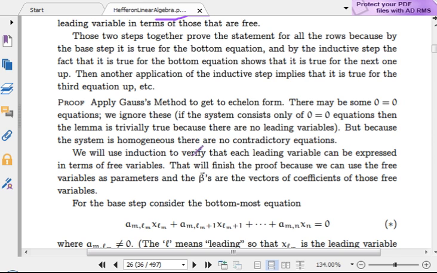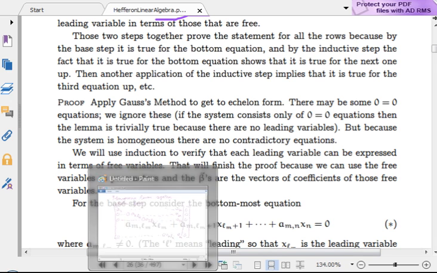We will use induction to verify that each leading variable can be expressed in terms of free variables. That will finish the proof because we can use the free variables as parameters, and the betas are the vectors of coefficients of those free variables. Okay, again, refer yourself to the specific examples that we did, where we were able to get the solution as a linear combination of vectors.